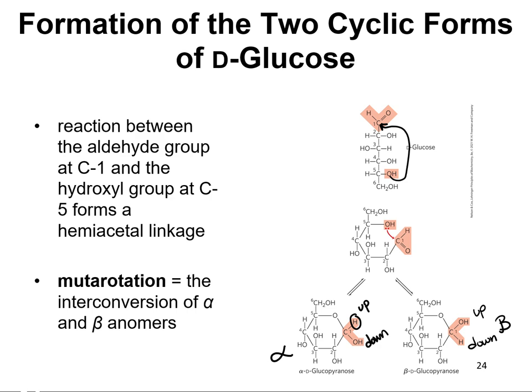When the hydroxyl is down on carbon 1, when it's in its ring form, that is the alpha. When the hydroxyl group is pointing up, that's the beta. The interconversion of alpha and beta anomers is called mutarotation.